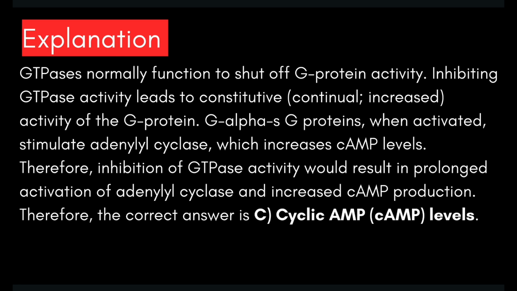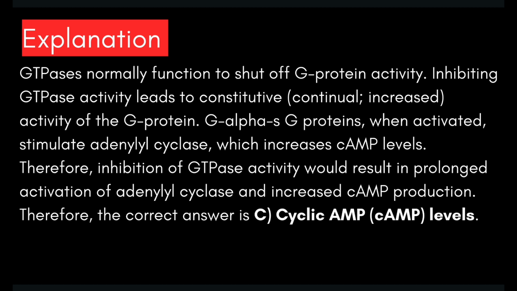So we have GTPases that normally function to shut off G protein activity. Inhibiting GTPase activity leads to constitutive, aka continual, increased activity of the G protein. G-alpha-S G proteins, when activated, stimulate adenyl cyclase, which increases cyclic AMP levels. Therefore, inhibition of GTPase activity would result in prolonged activation of adenyl cyclase and increased cyclic AMP production.